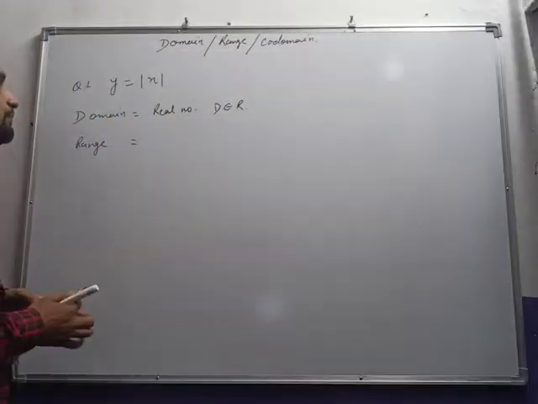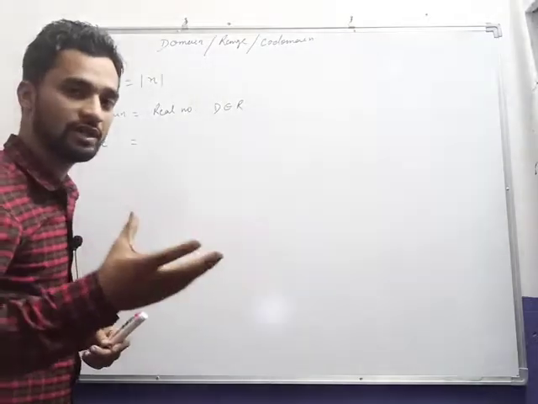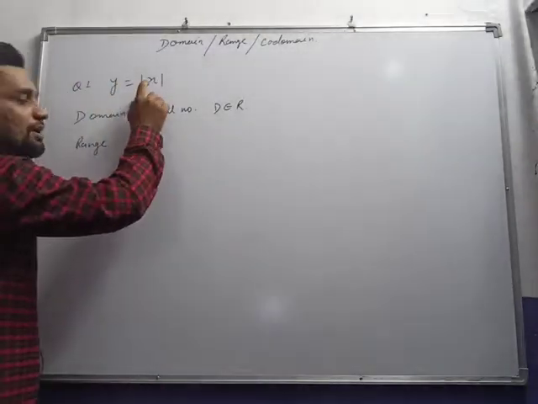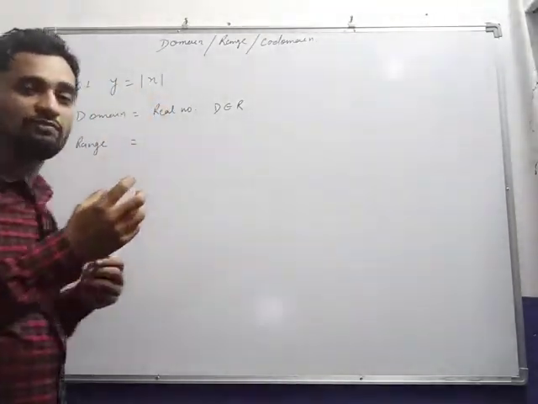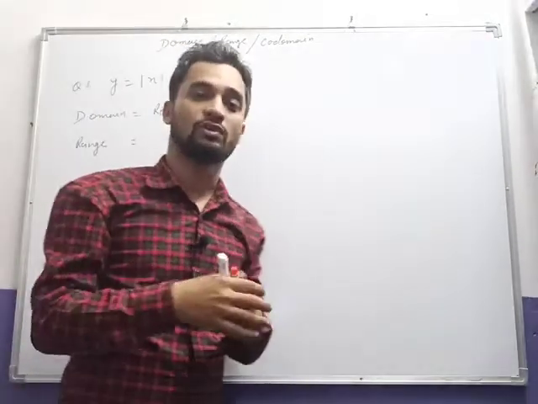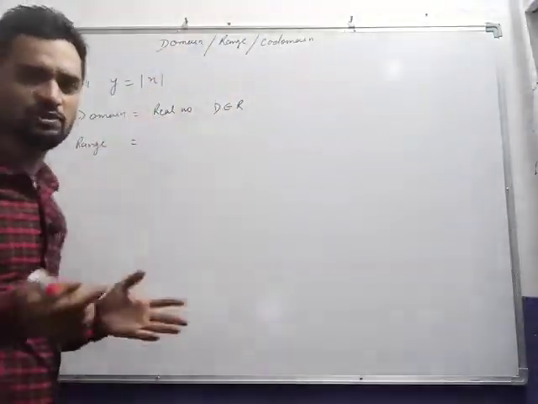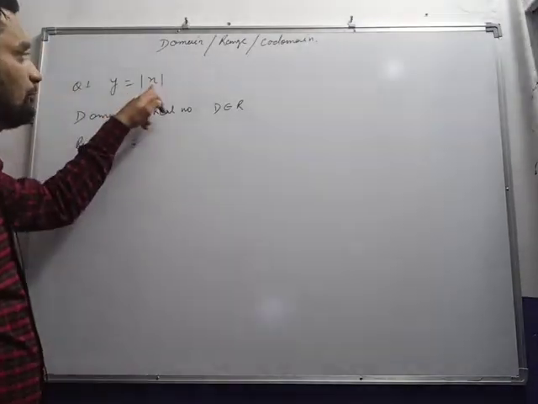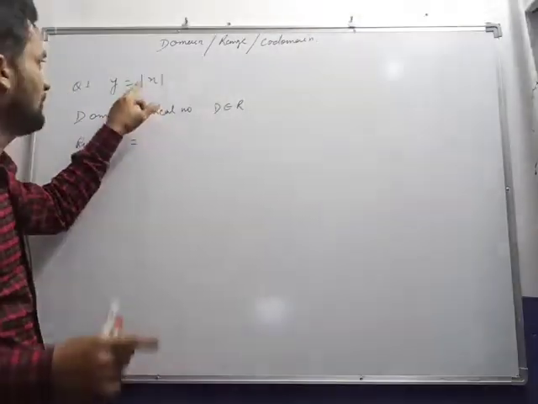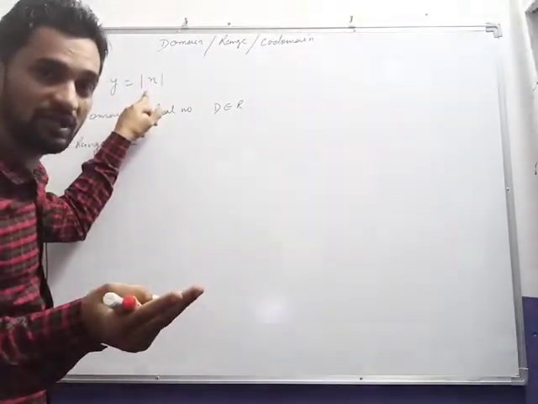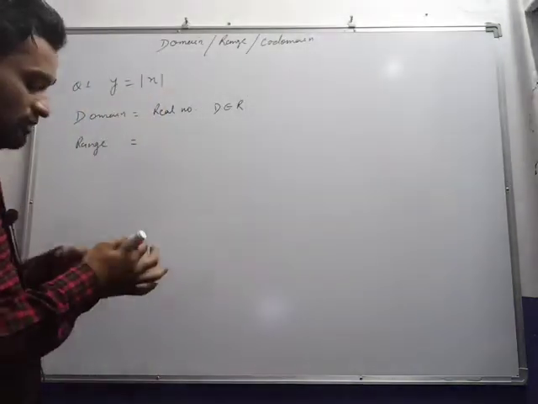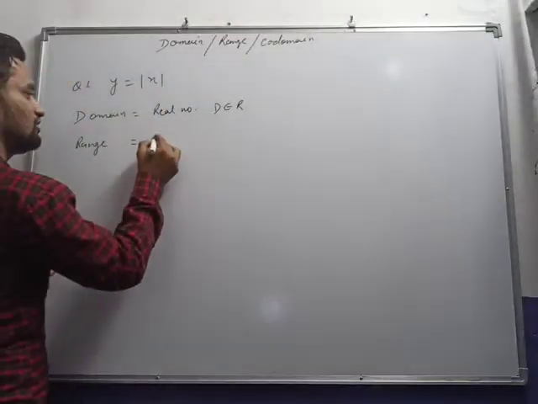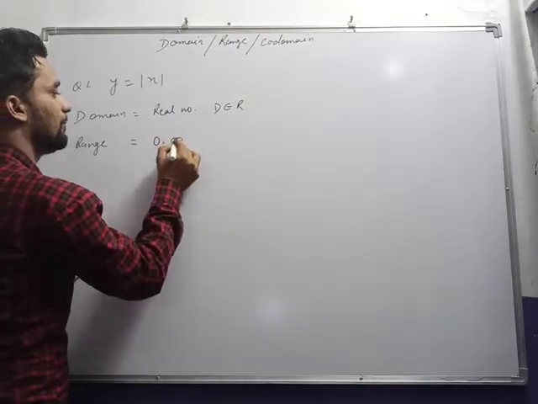And one more thing, let us discuss the range. Whatever value I take, we will always have a positive value. If I put 0, then we have 0, mod 0 is 0. If we put minus 1, then we get 1. If we put minus 2, then we will have 2 as a result. So the range starts from 0 and goes up to plus infinity.